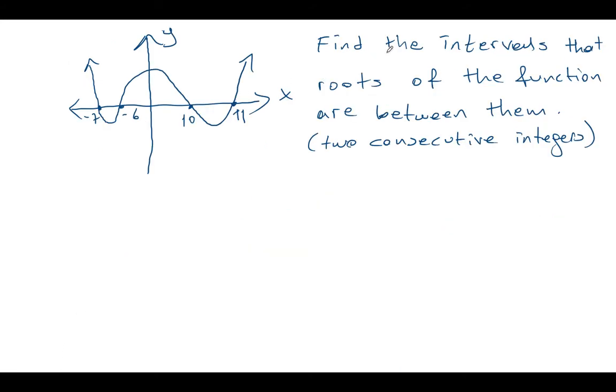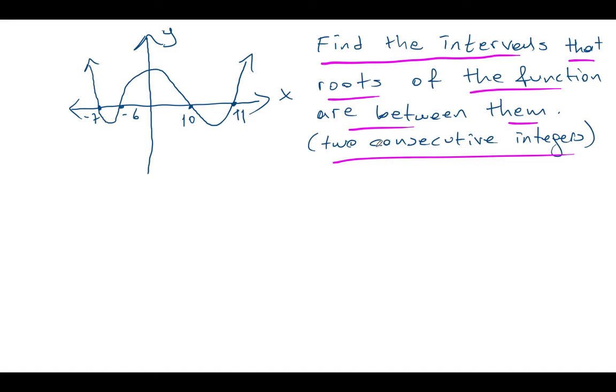And one more question. Find the intervals that roots of the function are between them. I mean, two consecutive integers. I mean, find two consecutive integers where the roots of the function are among them. So to find this, the roots mean where the function cuts the x-axis. So it's clear that the function is cutting the x-axis at -7, at -6, at 10, and 11.